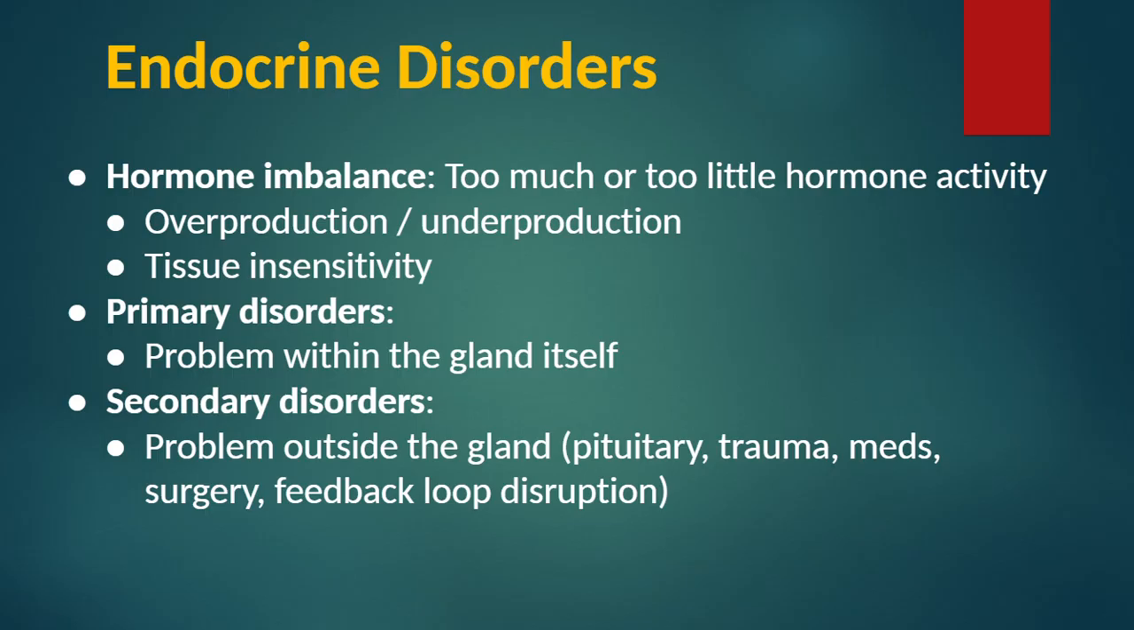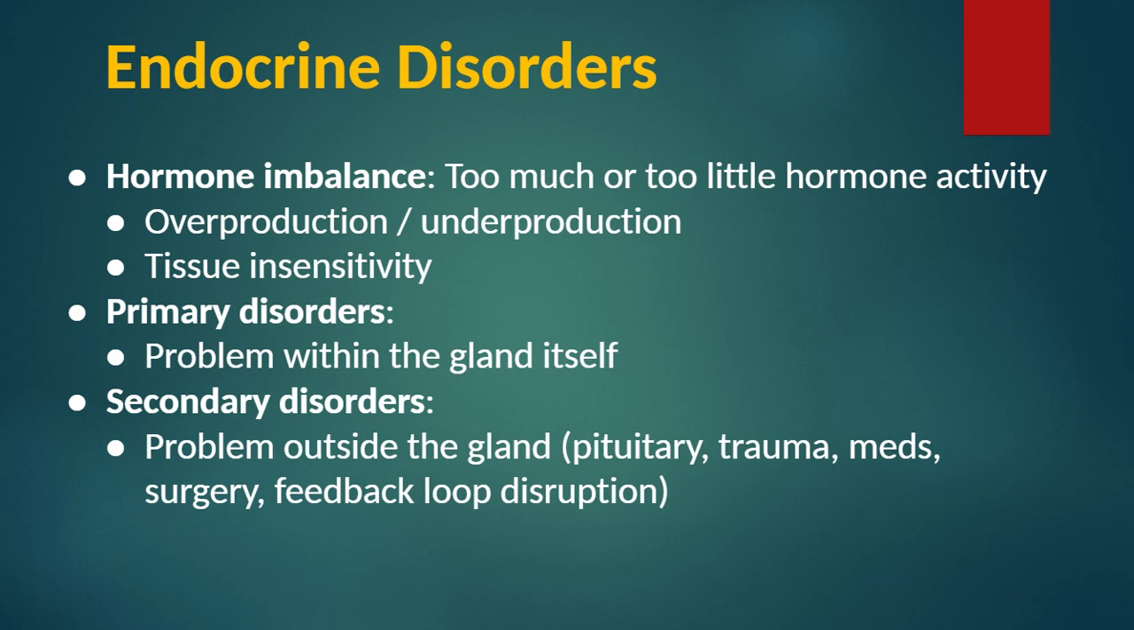Let's start by reviewing what we mean by an endocrine disorder. The endocrine system regulates body functions through hormones, so when there's a disorder, it typically means there's too much or too little hormone activity. This imbalance can come from either overproduction or underproduction of a hormone, or from the body's tissues not responding correctly to it.